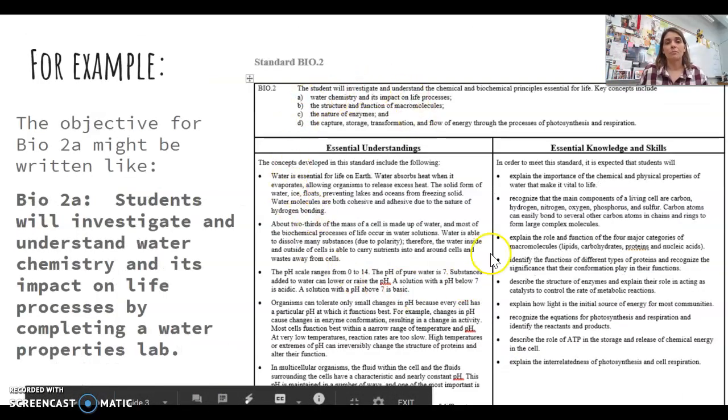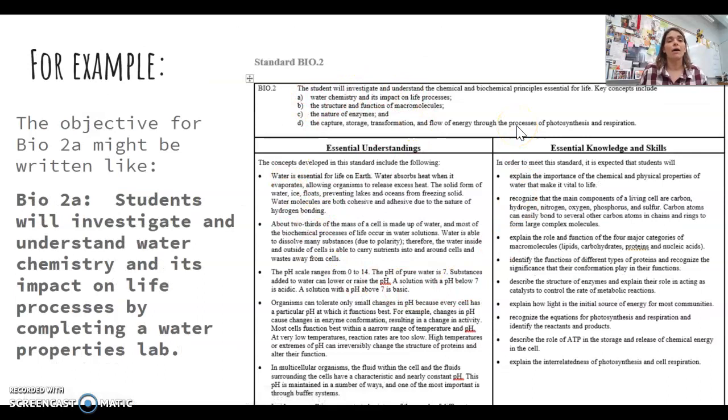So if we're going to use Bio 2, an example of writing an objective for Bio 2A in this case, which if you look over here, Bio 2A talks about the structure and function of water chemistry and its impact on life. I would write it as Bio 2A, students will investigate and understand water chemistry and its impact on life processes by completing a water properties lab. So there is my standard for that particular lesson plan.